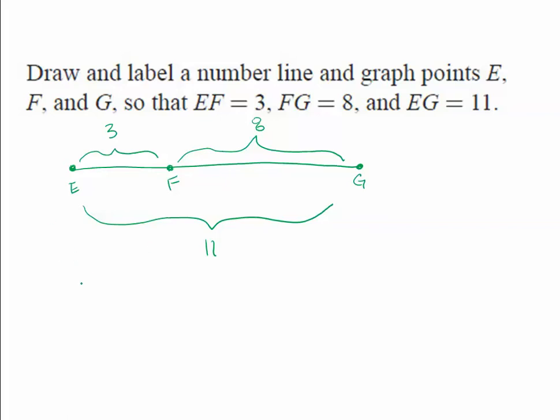So we have to think of the segment addition postulate, which we haven't covered yet, but it works. All you have to do is look at this and say 3 plus 8 equals 11. Therefore, EF plus FG will equal EG. And that's all you have to do.